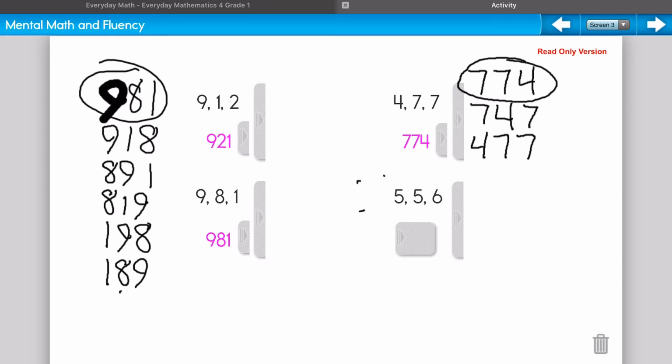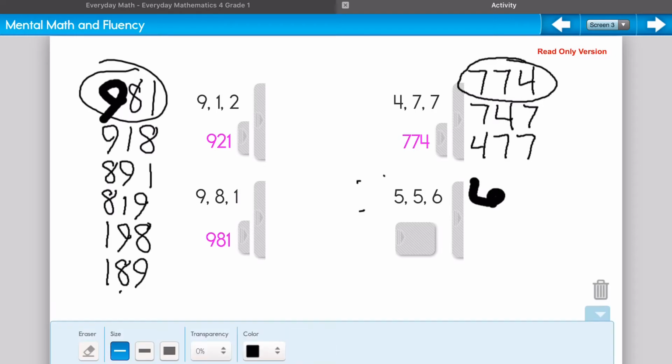Once again, we have 2 digits that are the same. We have a 5, a 5, and a 6. So we'll start with the largest digit, which is the 6. Ooh, big pen again. And we'll do a 655. Now, if I switch the 5 and the 5, I will still get 655.